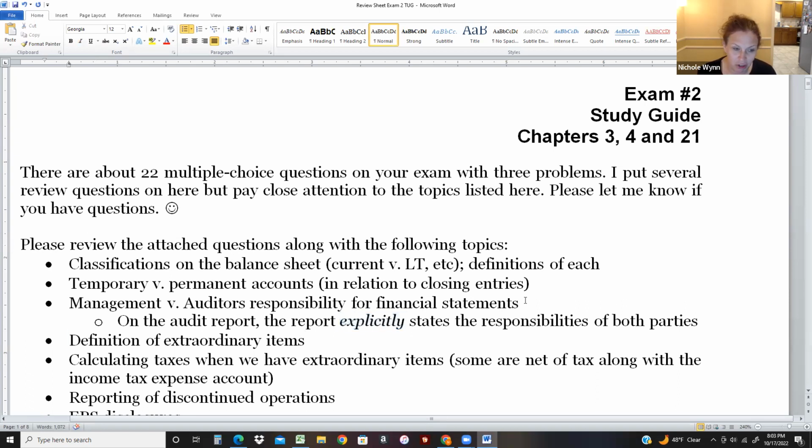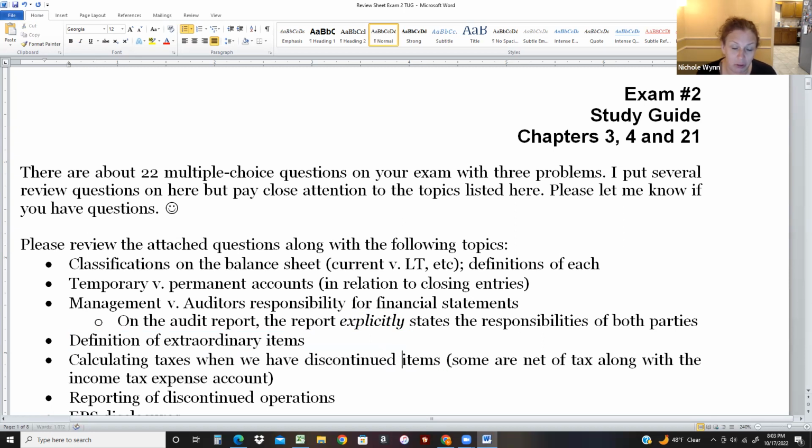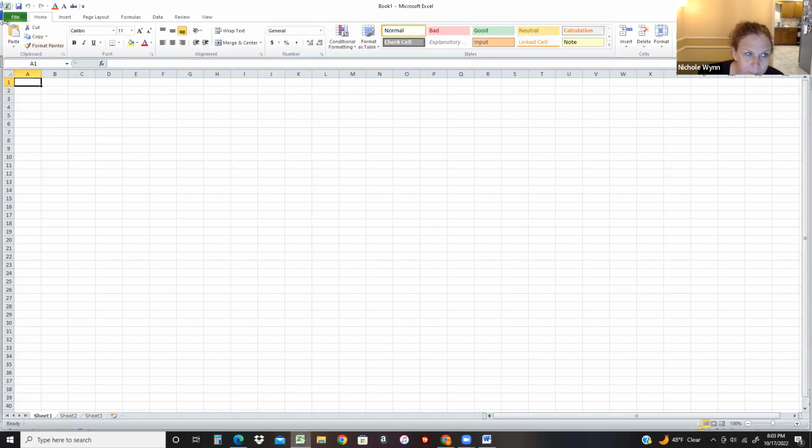So the definition of extraordinary items we already went through, and that was that they have to be both unusual and infrequent. Calculating taxes when we have extraordinary items got removed. But we do need to know discontinued items, and how we handle those. So discontinued items, remember, are below the line, being taxed.